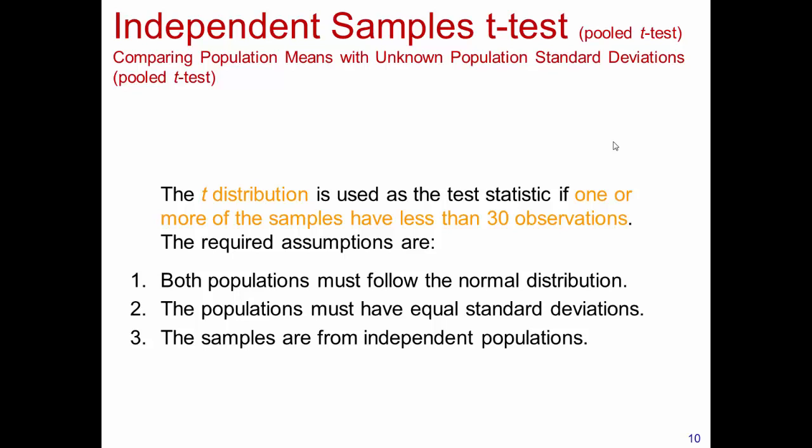It's called the pooled test because we combine the two sample standard deviations to generate an estimate of the unknown population standard deviation. So if one or more of the samples have fewer than 30 observations, we use the t-distribution. The assumptions are that both populations must follow the normal distribution, the populations must have equal standard deviations, and the samples are from independent populations.